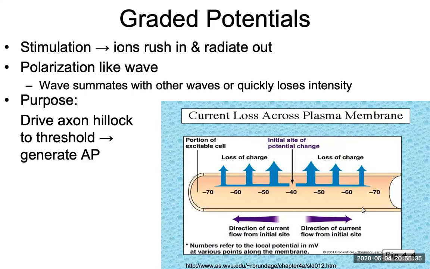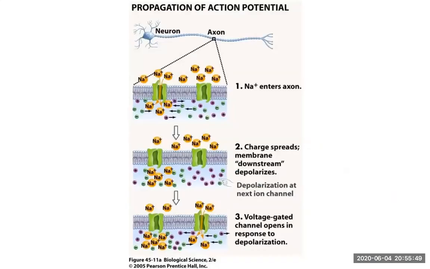Here's another look at a picture of graded potentials, again showing the initial site of potential change and the direction of current flow from the initial site, again flowing in each direction. I include this picture in here as well to show then in an axon how an action potential is generated. And it all has to do with voltage-gated ion channels opening and closing for sodium and potassium.